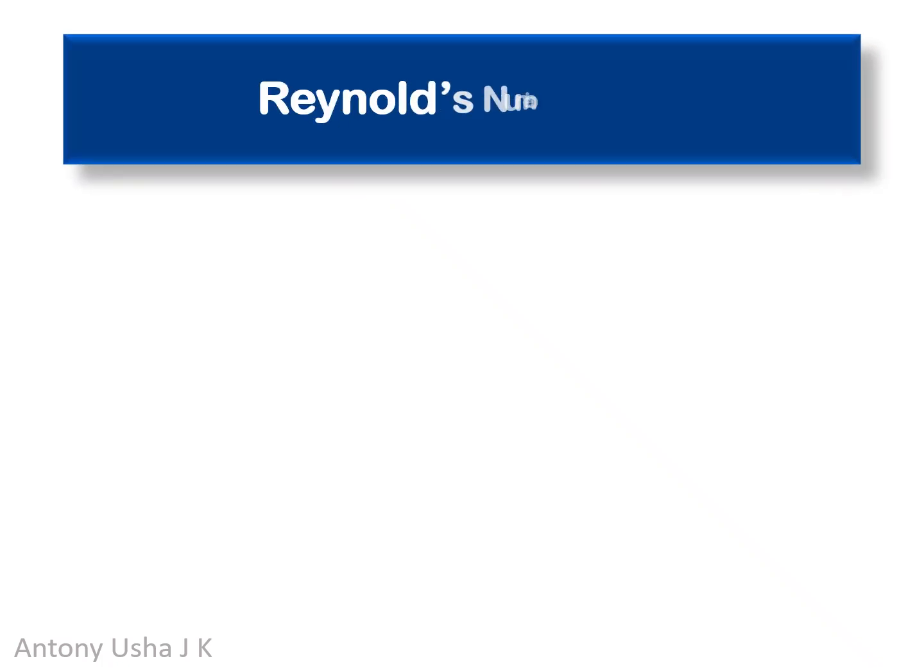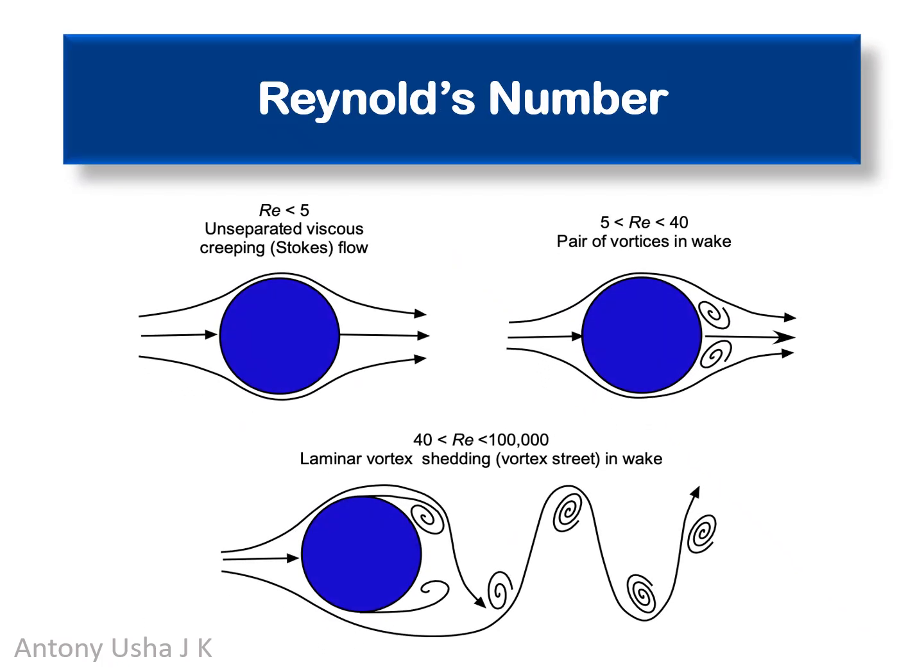Reynolds number. Reynolds number is a dimensionless quantity that helps us predict how a flow will behave, whether it will be smooth or chaotic. At low Reynolds number, the flow around a body is laminar, smooth and orderly. This occurs in slow moving or highly viscous flow. As Reynolds number increases, we enter the transitional regime. Flow begins to show signs of instability and small eddies start to form.